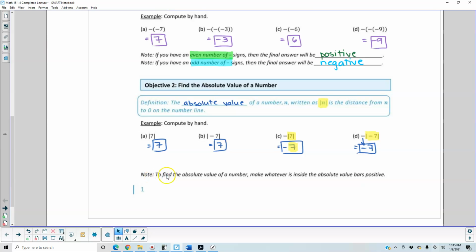So, make note, to find the absolute value of a number, make whatever is inside the absolute value bars positive, and then bring down anything that you need that are outside the absolute value bars.